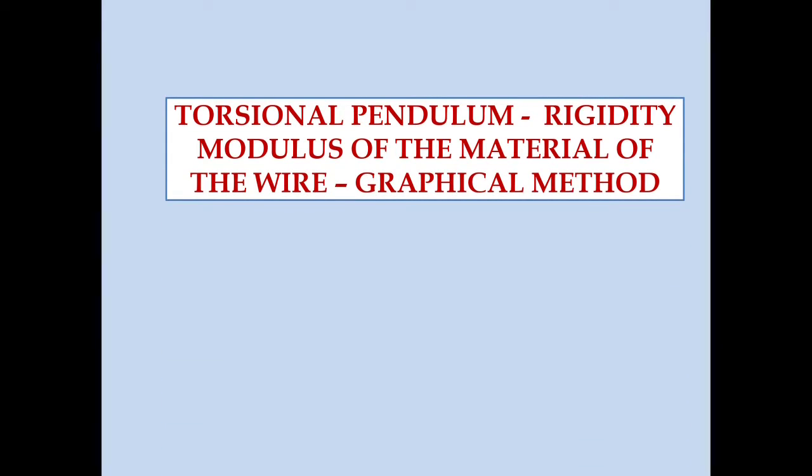In this video, let us learn to calculate the rigidity modulus of the material of the suspension wire of a torsional pendulum by the graphical method. We have already done this by the calculation method in one of my previous videos. Now we will do the same by drawing a graph.